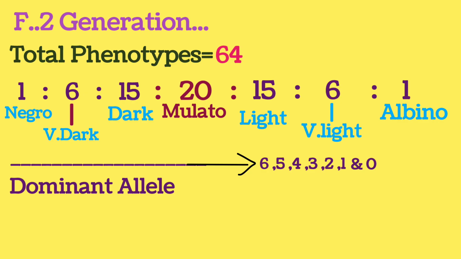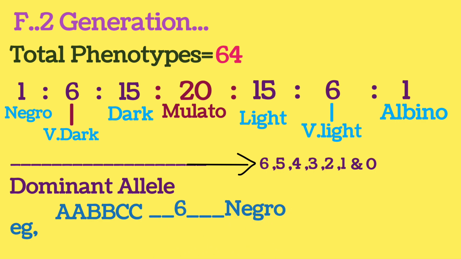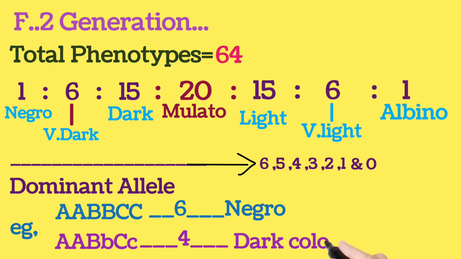Now let me show you some good examples here. We have a genotype, for example, capital A, capital A, capital B, capital B, capital C, capital C. Here total dominant alleles are 6 as mentioned in the above chart. It will be Negro simply. Now we can quote one more example. We have one genotype like this. You can count total dominant alleles, which are about 4. So from the above chart, this individual possesses dark color in skin. Accordingly, you can write number of genotypes and calculate its phenotype.